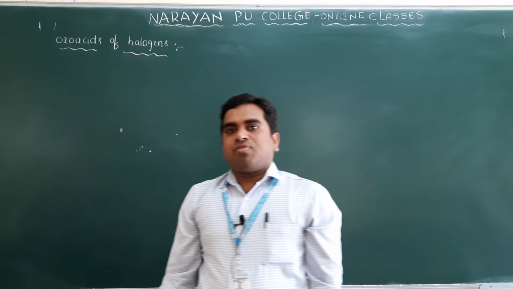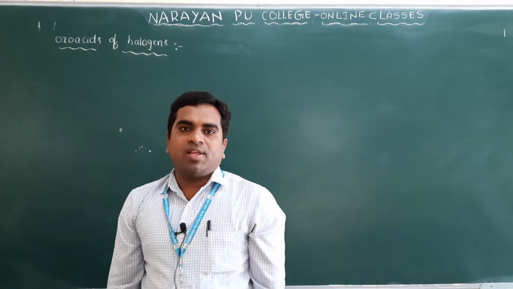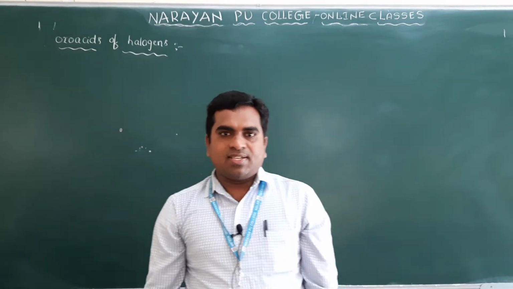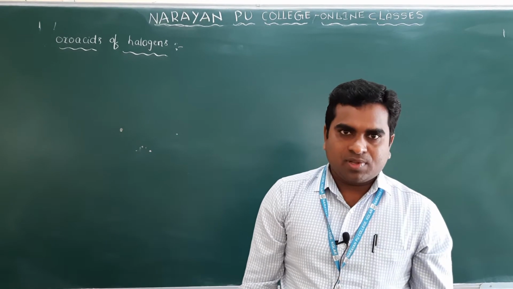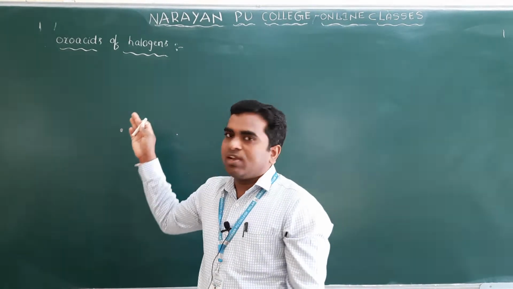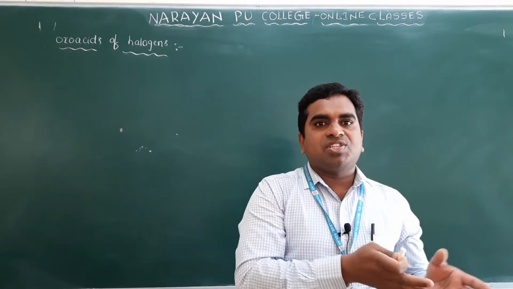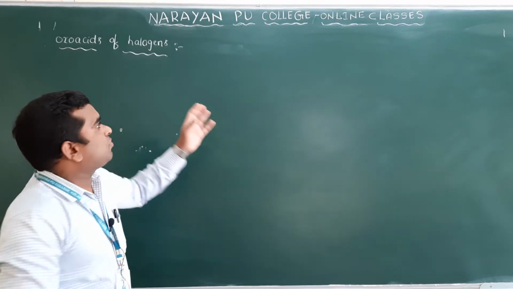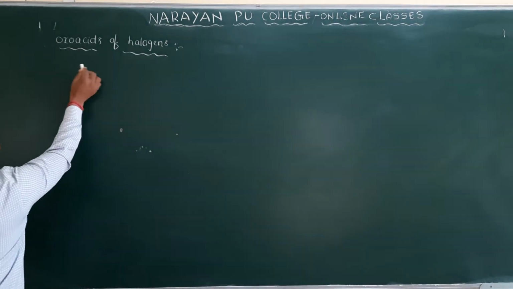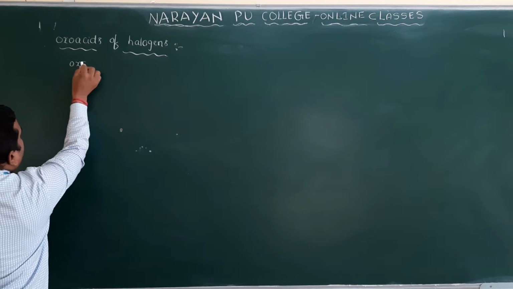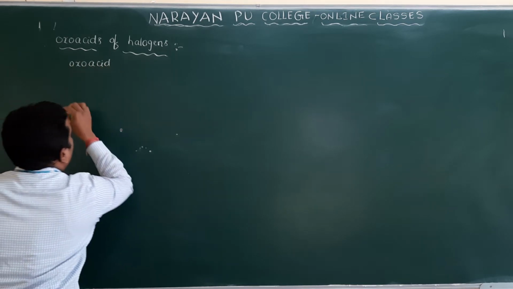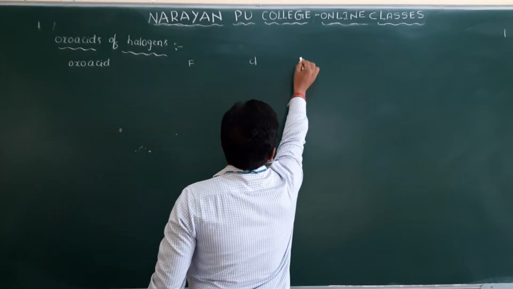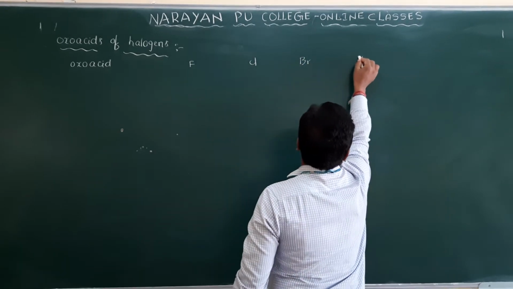Halogens mainly form four types of oxyacids. The first one is hypohalous acid, then halous acid, halic acid, and perhalic acid. Clear? One by one we will discuss. First I will give a table showing which halogen forms which type of oxyacid, and after that we will discuss. Here: oxyacid, and fluorine, chlorine, bromine, iodine.